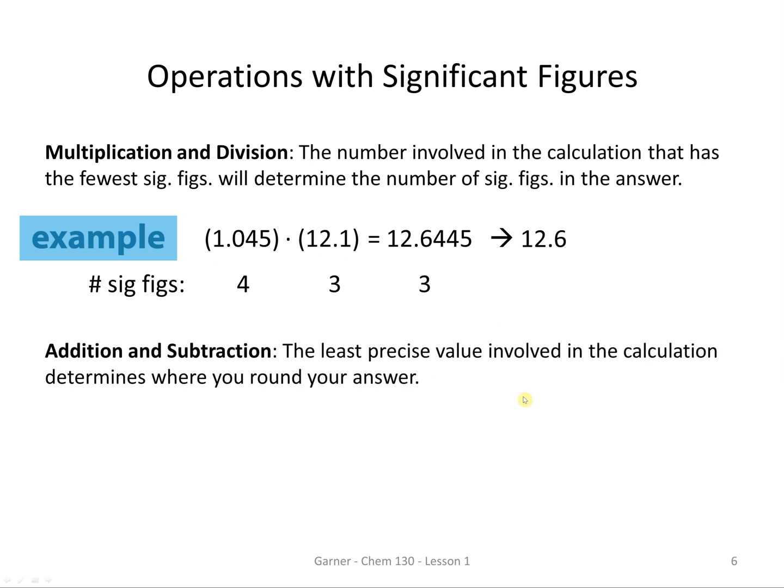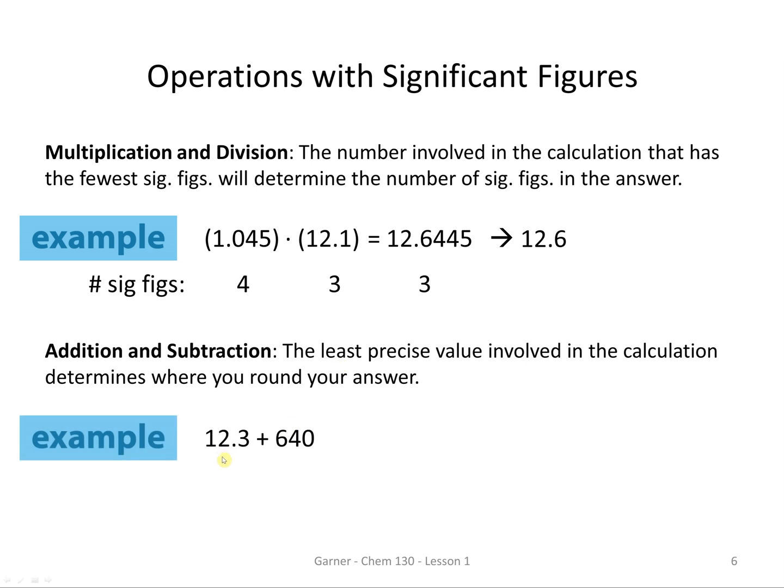All right, so things are a little different with addition and subtraction. With addition and subtraction, it doesn't matter how many sig figs are in the values that are involved in the operation. Instead, it matters where they are, so what decimal place they're in. So with addition and subtraction, you're going to round your answer to whichever decimal place the least precise value involved in the calculation had its last sig fig in. All right, so let's take a look at this in practice.